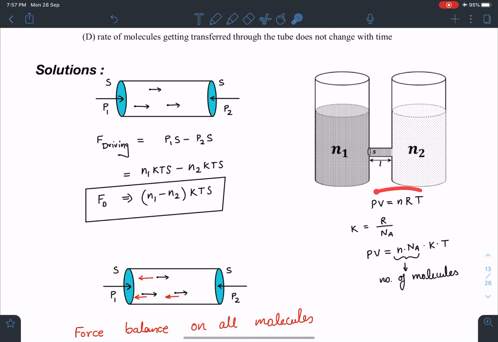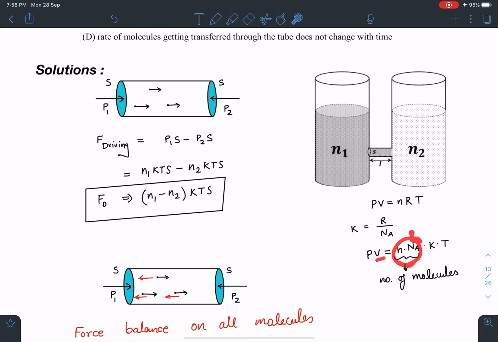So if I use this logic, PV is equal to nRT, and this Boltzmann constant and gas constant are related as R by Na. So here I can write this as PV is equal to N into Na KT. N is the number of moles, and here it is going to give me the number of molecules. So very easily, if you bring this V downward also, this is going to give me number of molecules per unit volume. That is what we require.